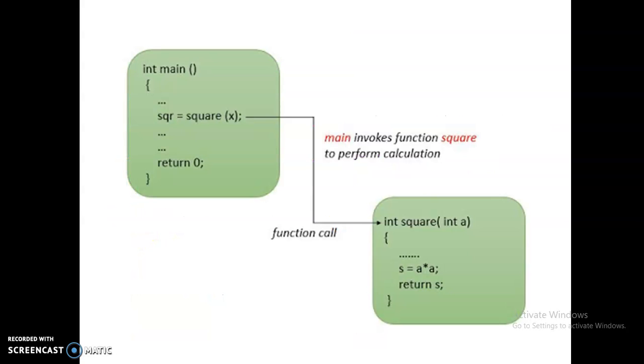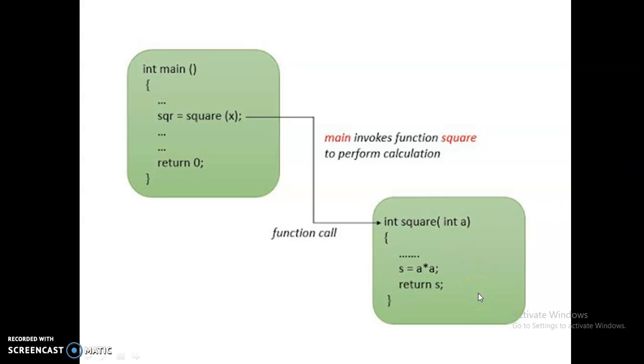So this is a pictorial representation of how functions are called in C programs. This is the main function. This is the function name, square. This is the calling function. When the function is called, it goes to the function definition. Here the return type is integer. The function name is square. This is the actual parameter. This is the formal parameter. I will explain what the actual parameter and formal parameter are in my next video.